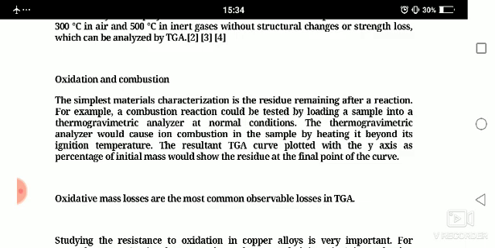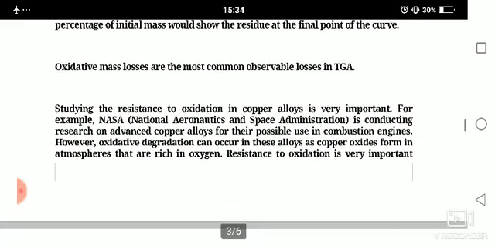For example, a combustion reaction could be tested by loading a sample into a thermogravimetric analyzer at normal conditions. The analyzer would cause ignition of the sample by heating it beyond its ignition temperature. The resultant TGA curve, plotted with the y-axis as percentage of initial mass, would show the residue at the final point of the curve. Oxidative mass losses are the most common observable losses in thermogravimetric analysis.